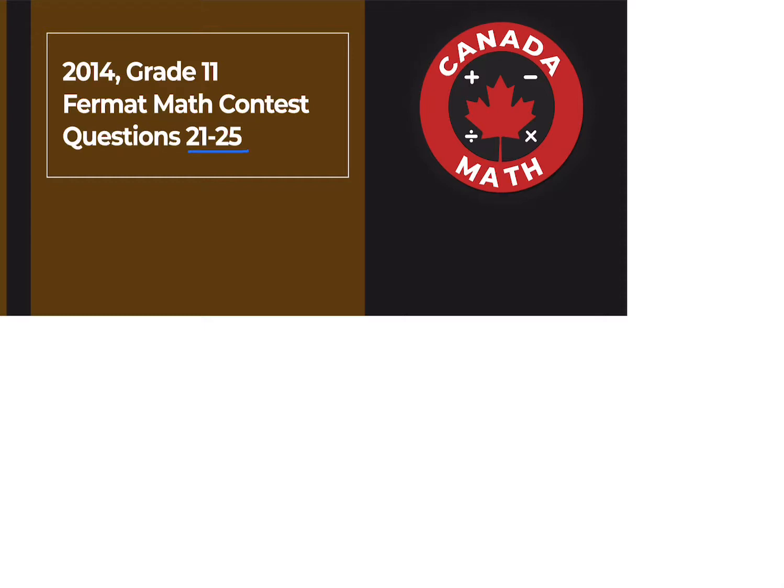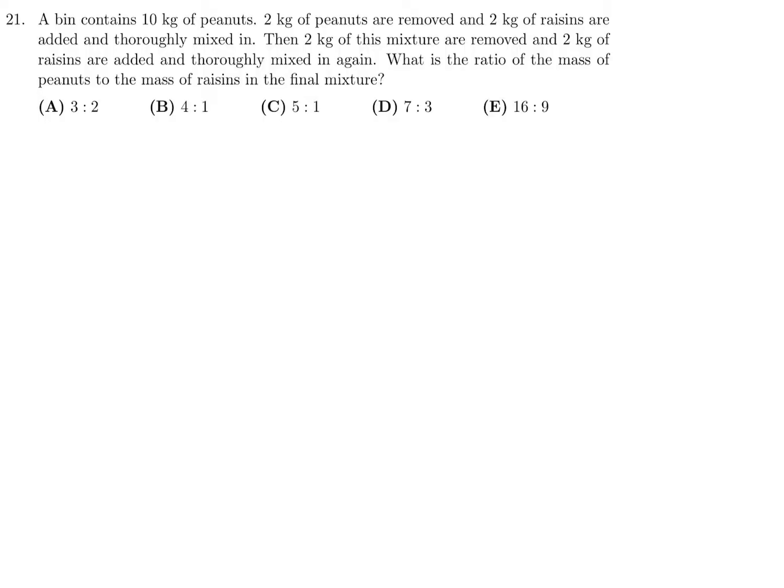Questions 21 through 25 on the 2014 Grade 11 Fermat Math Contest. A bin contains 10 kilograms of peanuts. 2 kilograms of peanuts are removed, and 2 kilograms of raisins are added and thoroughly mixed in. Then 2 kilograms of this mixture are removed, and 2 kilograms of raisins are added and thoroughly mixed in again. What is the ratio of the mass of the peanuts to the mass of the raisins in the final mixture?